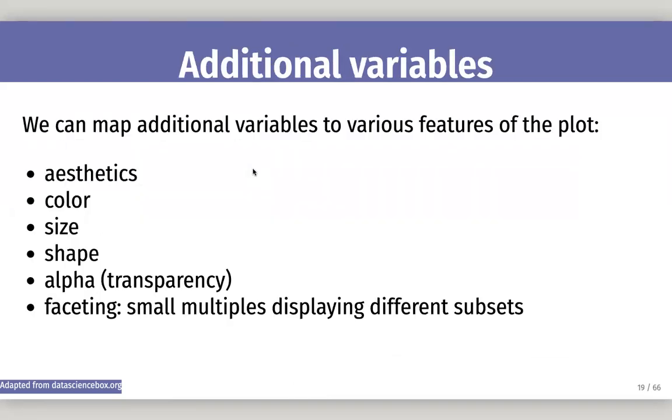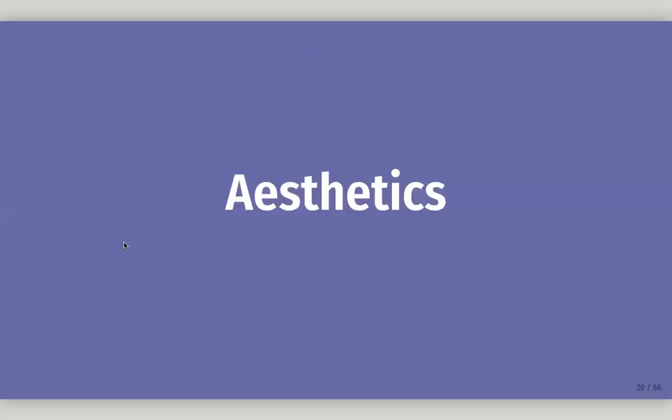Okay, so additional variables. We can map additional variables to various features on the plot. For example, we can map the color or the size or the shape or the transparency of our points or lines based on variables that we have in our data set. And we can also do something called faceting, which basically allows us to have small multiples displaying different subsets of the data simultaneously. So I'm going to show you how you would do that. Let's start with the aesthetics.